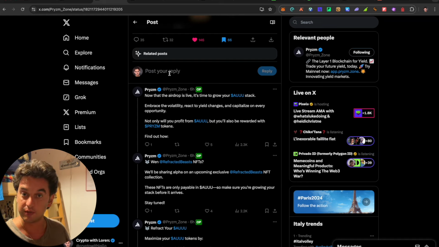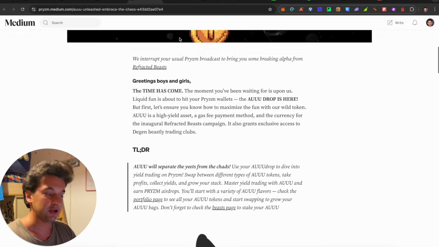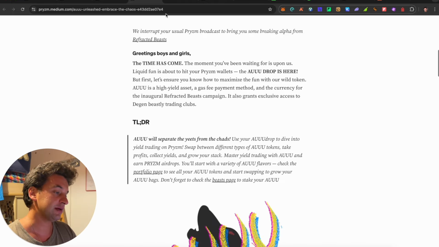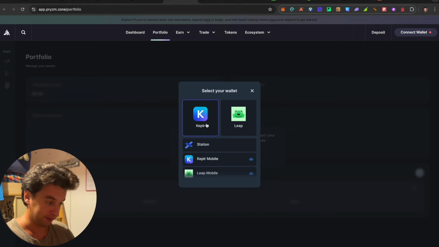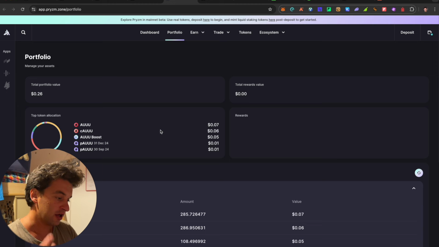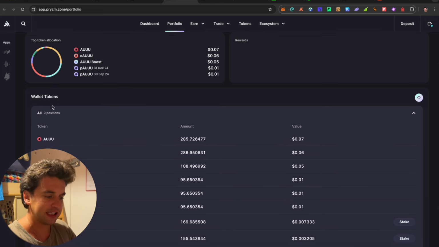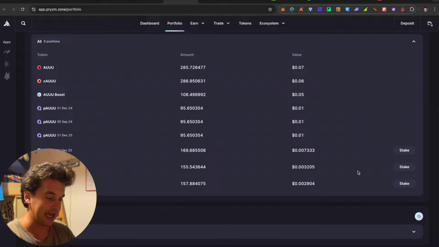Now you're able to trade, you're able to participate. We got a full Medium article, but there is not much for you to do to check your allocation. Simply go over here to the Pryzm network, connect your wallet, whether it is Keplr or Leap. I got Keplr, and my allocation is 7 cents. We got 6 cents for the AWW Boost 5, 1 and 1. So there are 9 different positions that I did get, and you have the possibility also to stake and whatnot.